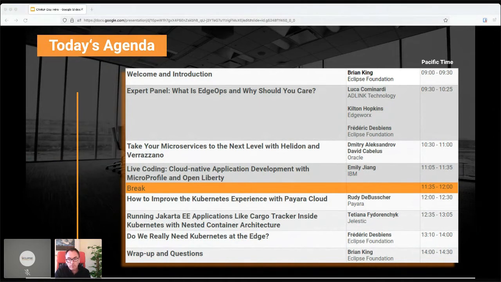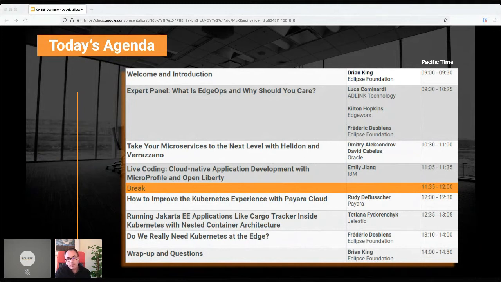Then we'll be moving into a live coding session with Emily Yang from IBM. She'll be showing us some cloud native application development with MicroProfile and Open Liberty. We hope you stick around with us in the afternoon as well, because after the break, we've got a few more exciting talks. We have how to improve the Kubernetes experience with Papyrus Cloud, and Ruby Debuscher from Payara is going to present that one.